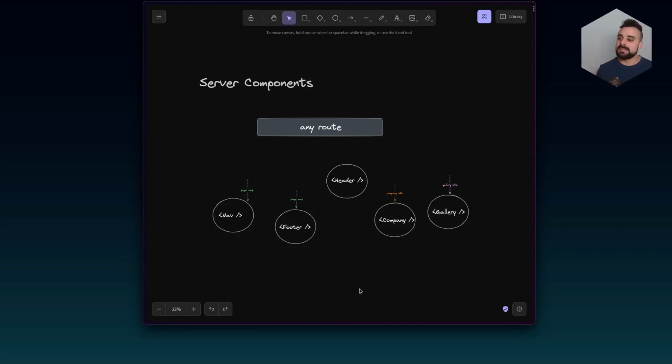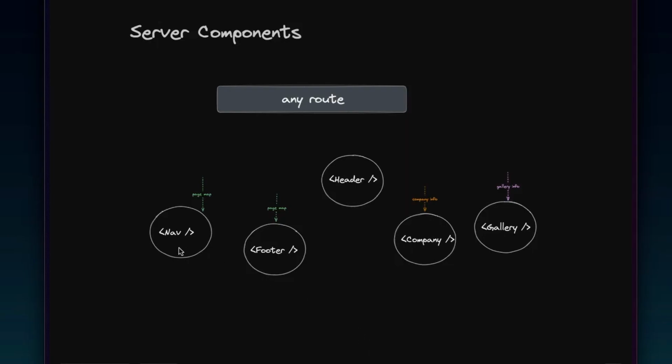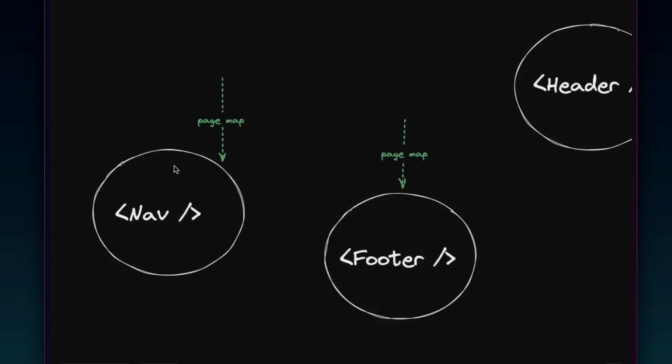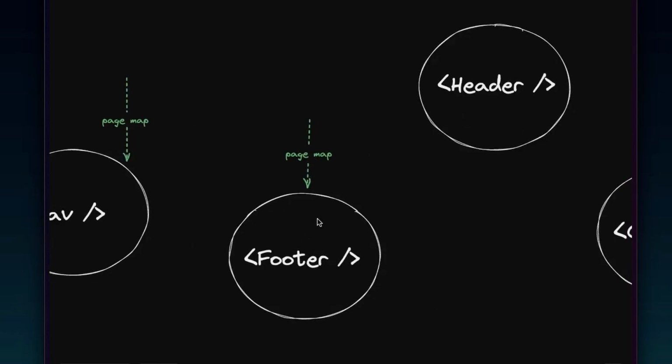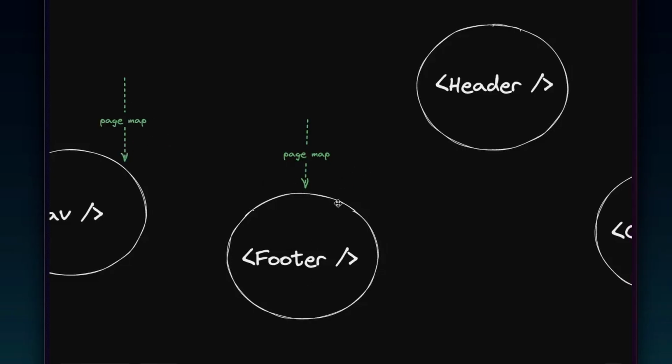So it doesn't really matter which route is rendering the components, because the components are responsible for their own data, which means that in this case, my navigation component is going to fetch the page map. And then if I have another component that needs that page map as well, this page map is also going to be fetched by that component. So we're going to have the same endpoint reached twice.